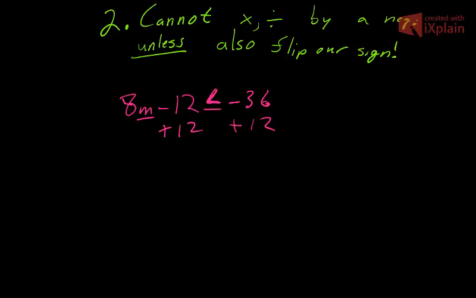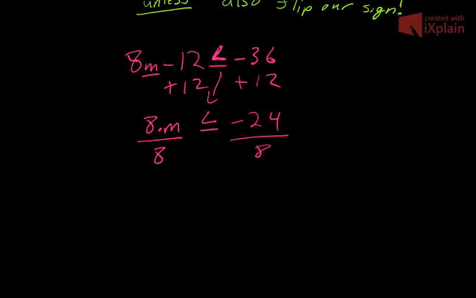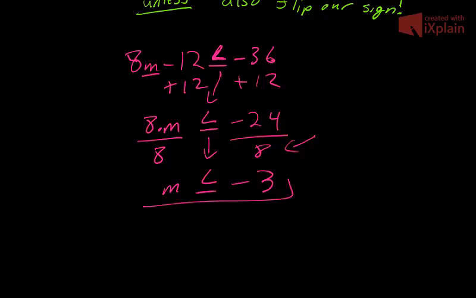And 8m minus 12 plus 12 is just going to be 8m. Make sure I keep my sign there. And negative 36 plus 12 is going to be negative 24. After that, all I'm going to do to get m alone is, it's being multiplied by the 8. Opposite of multiplication is division. Divide by 8, and I get m is less than or equal to negative 3. Note right here that I divided by a positive, so I didn't have to switch my sign, so my sign stayed the same. And this right here is my final answer.